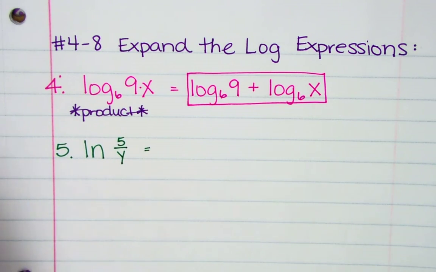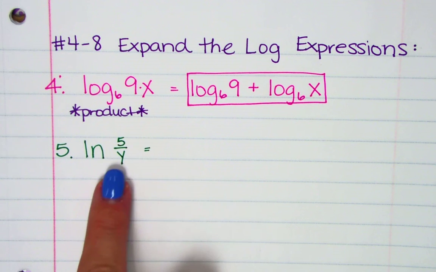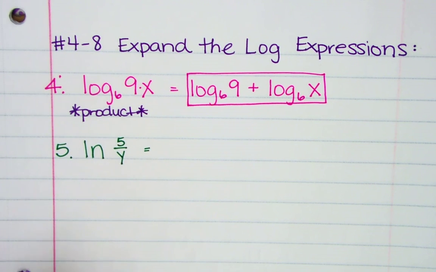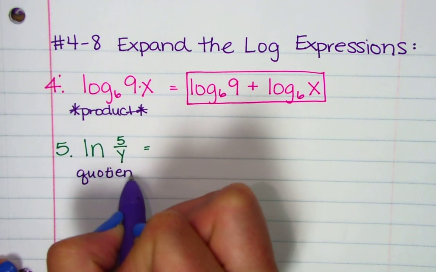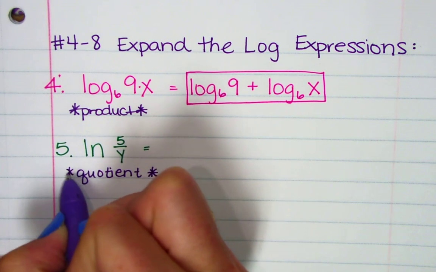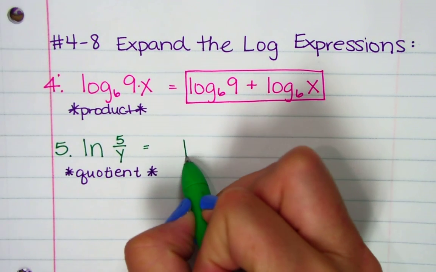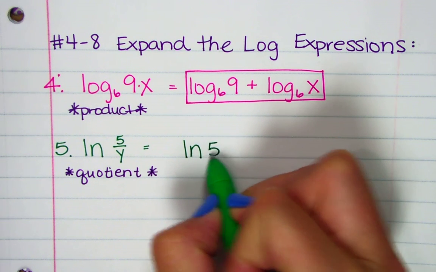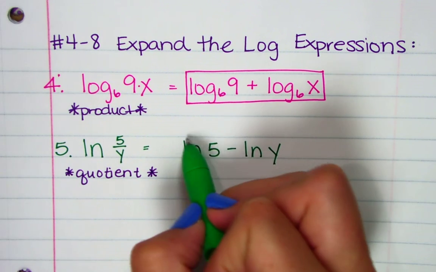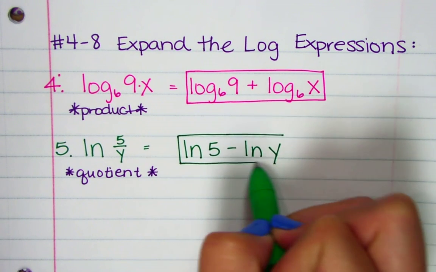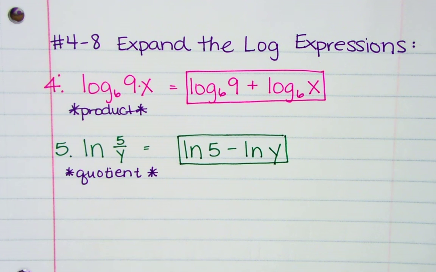Which property or combination of more than one property is this one doing? Quotient, okay? Quotient is probably one of the easiest ones to see because you can see that they're dividing. When it's quotient, we do what to the logs? Subtract them, okay? Now, ln is not going to have a base, so it'll just be top minus bottom. And there you go.